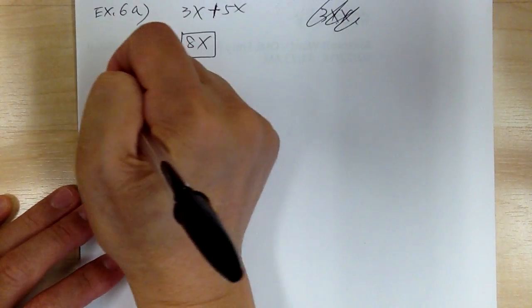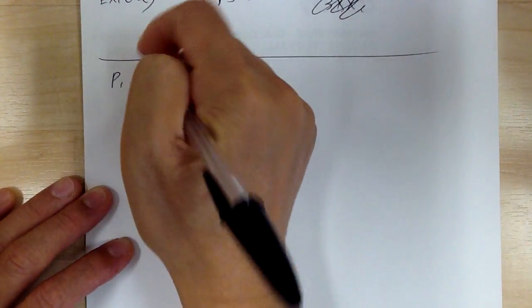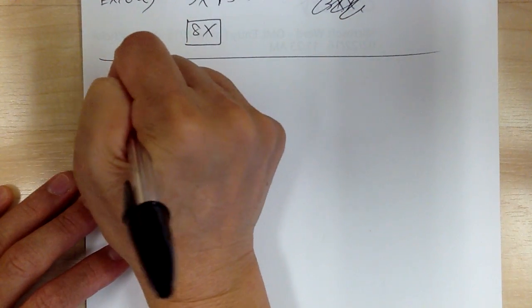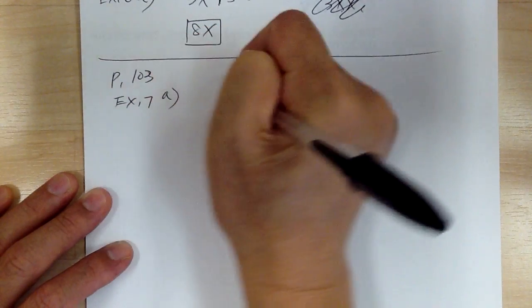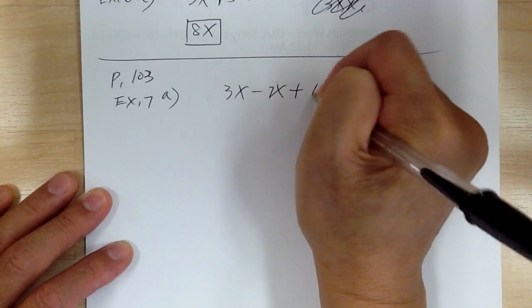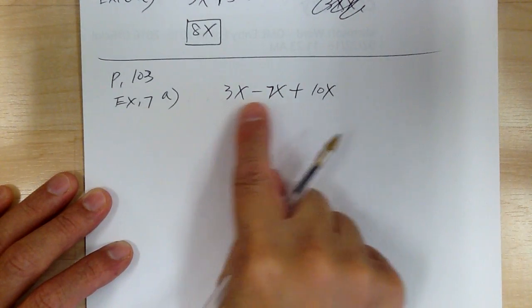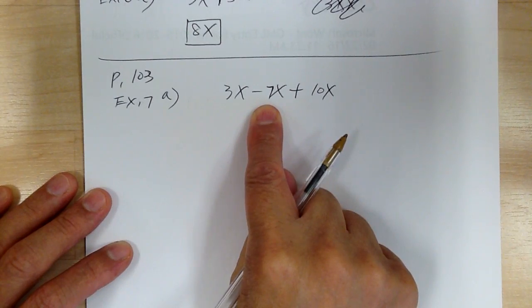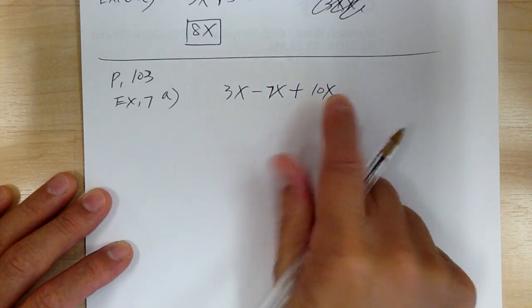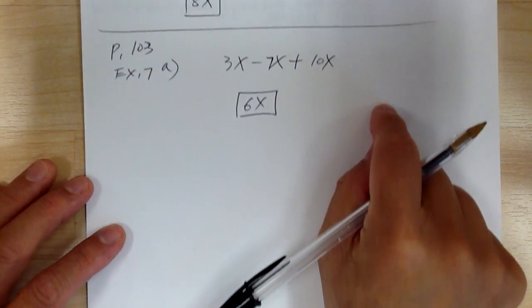Now, when you go to example 7a, you have 3x minus 7x plus 10x. You go from left to right. 3 minus 7 is negative 4, plus 10 will give you positive 6. So the answer would be 6x. And that's it, you can just go from left to right.